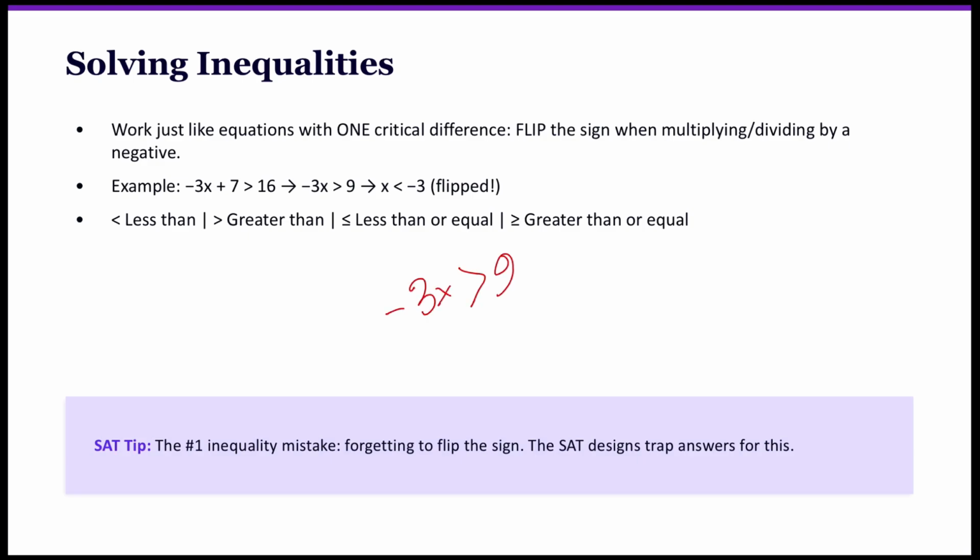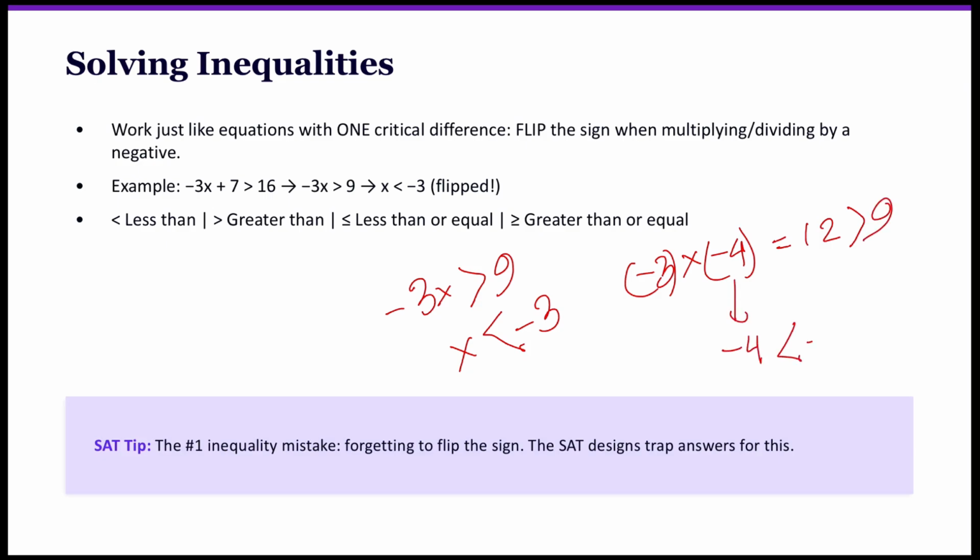So here you had negative 3x is greater than 9. You simply divide by negative 3 and you end up with x on this side, negative 3 on that side, but you flip the sign from greater than to less than. You can think about it in terms of just plugging in numbers essentially. For example, negative 3 times negative 4 gives you plus 12, which is greater than 9. So in this case, negative 4 is actually less than negative 3, just because we're going the other way when we're dealing with negative numbers.